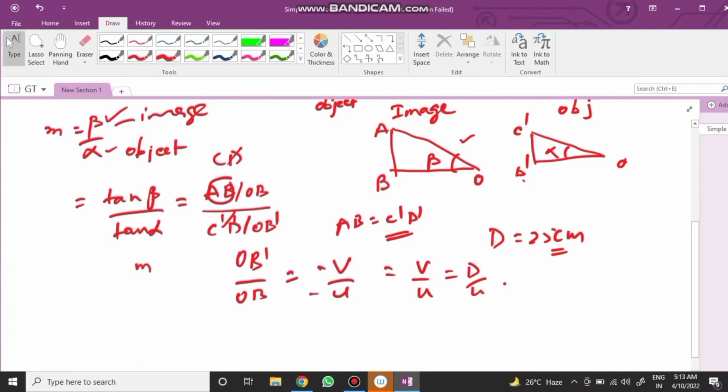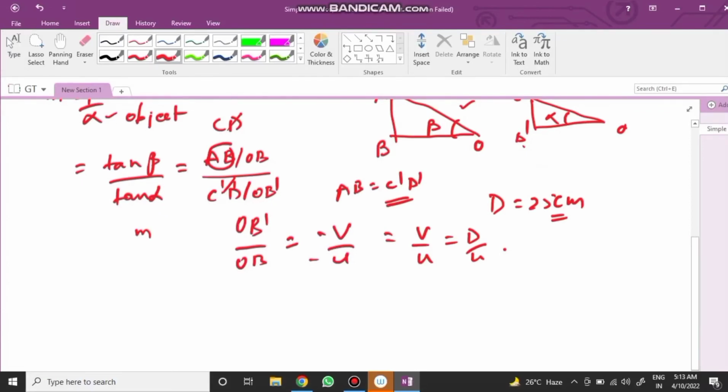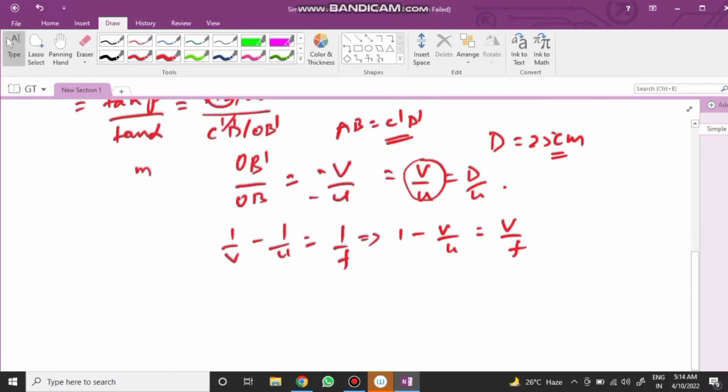We'll apply the lens equation here. The lens equation says 1 by V minus 1 by U is equal to 1 by F. Multiplying with V on both sides, you get 1 minus V by U is equal to V by F. We multiply with V because in the magnification the formula is V by U. So this can be replaced as 1 minus M.